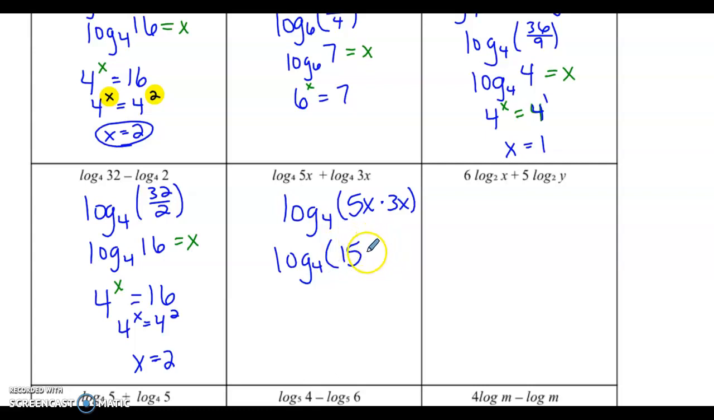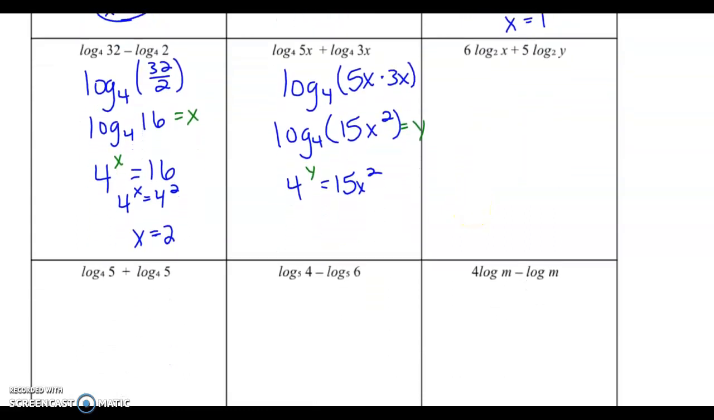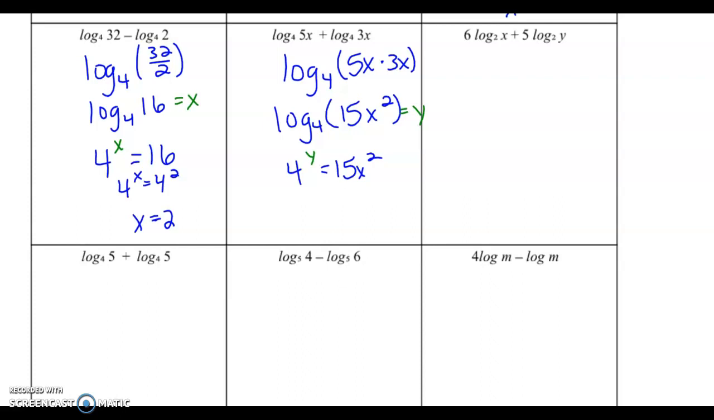So 5 times 3 is 15, x times x, x squared. If we want to try to rewrite this, I can't use x, I've already used x, so it'd be like 4 to the y equals 15x squared. So we have two variables, can't solve it just alone with that. All right, why don't you guys pause the video and go ahead and try the next 4.